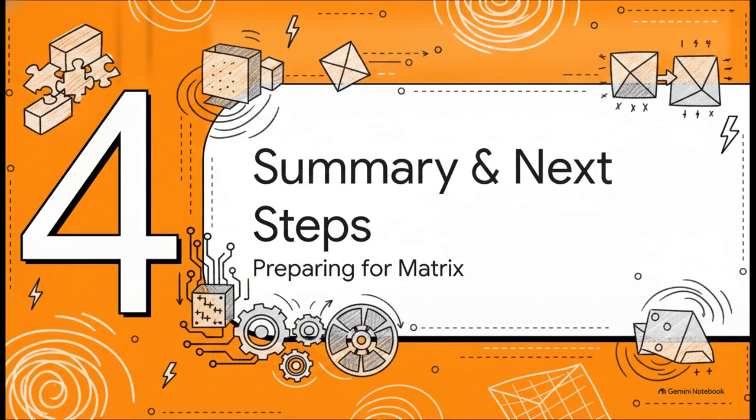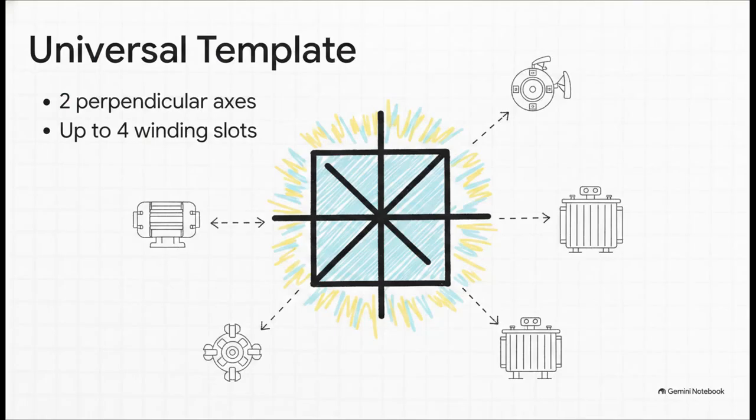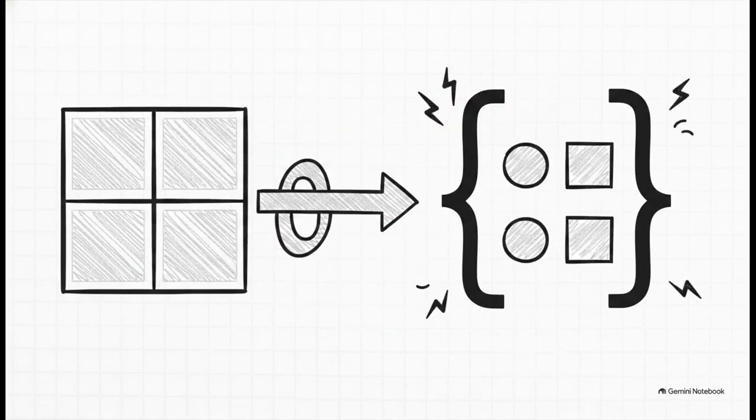All right, that brings us to Section 4, Summary and Next Steps, Preparing for the Matrix. So the crucial point to take away from all this is understanding the Kron primitive machine as the ultimate universal template. 2 perpendicular axes, up to 4 winding slots. Absolutely every single specific machine in electrical engineering is just a particular configuration of this exact template. And this setup, it's the foundation for literally everything coming next. Which leads us directly into our next step.